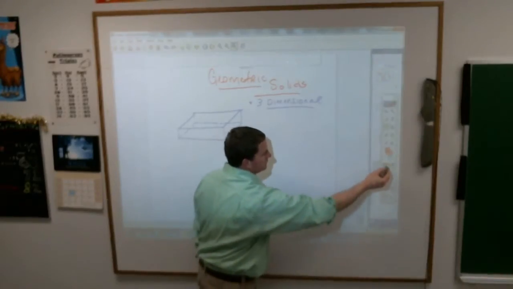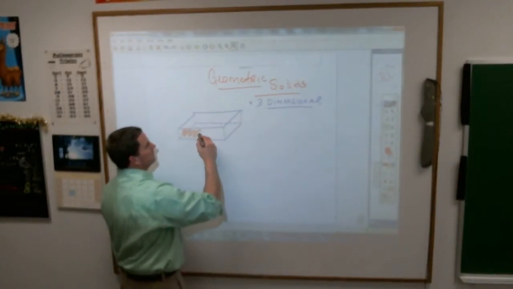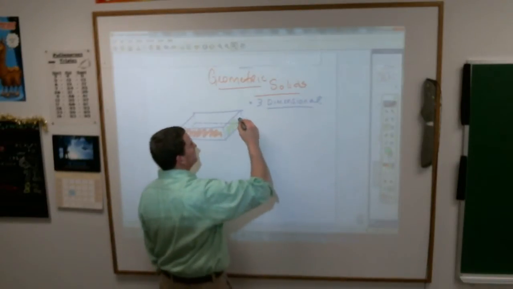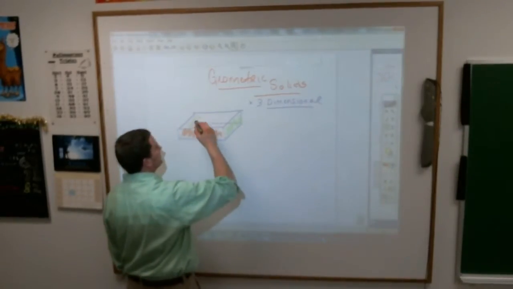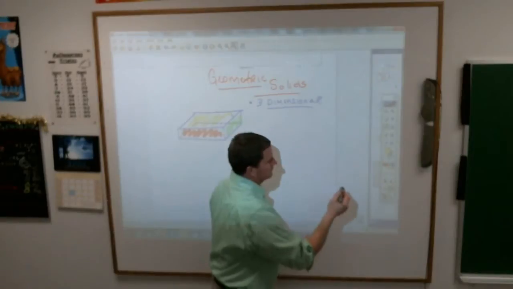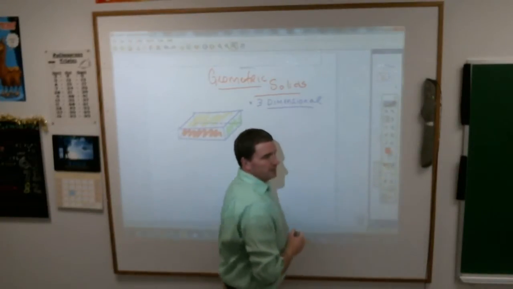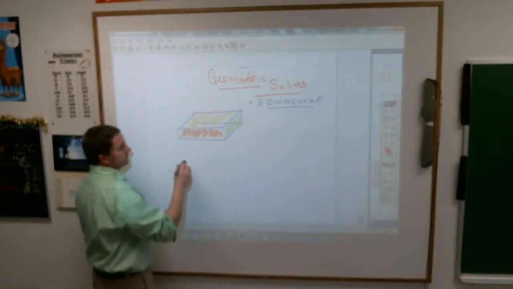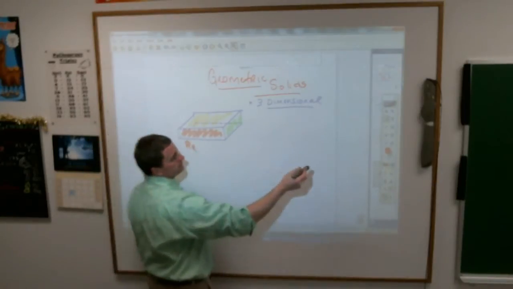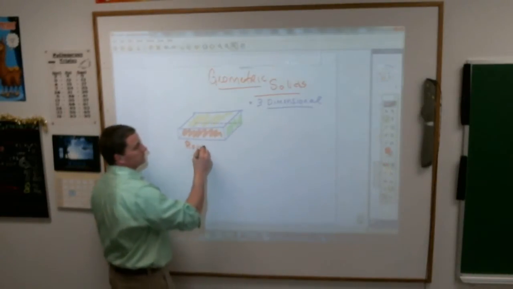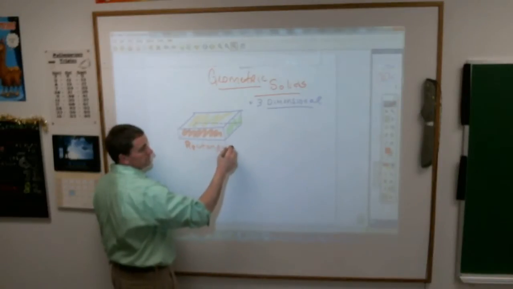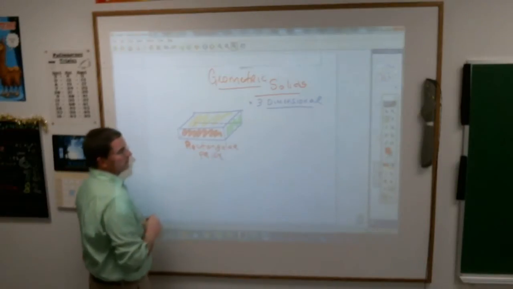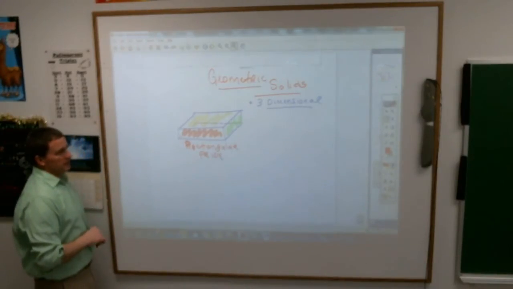You can shade them if you like. Sometimes the shading is kind of fun. You've got this side here, this side here, and that side here. The exact mathematical name of that shape, anybody? Rectangular prism. It is. It is a rectangular prism, because it's made up of all rectangles, that's why it's a rectangular prism.